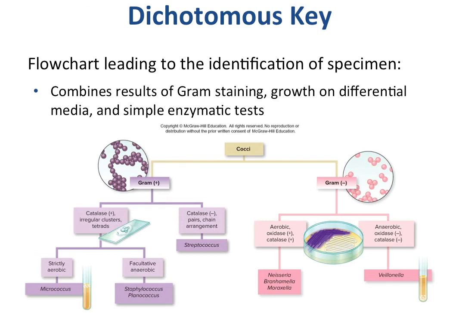So we use the dichotomous key to identify the microorganism with selective or differential media. For example, we use Gram staining. When we use Gram staining to stain the bacteria, we can get either Gram positive or Gram negative.